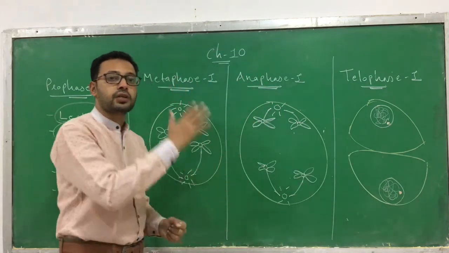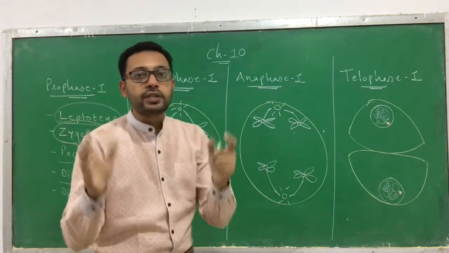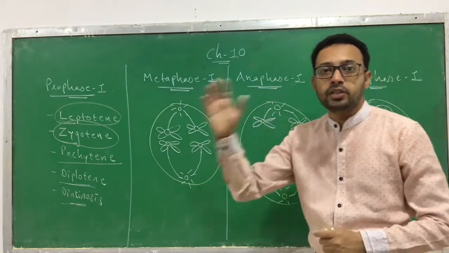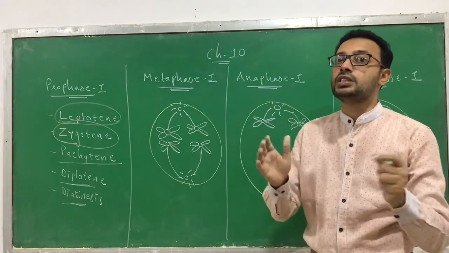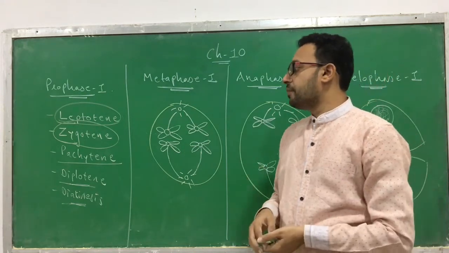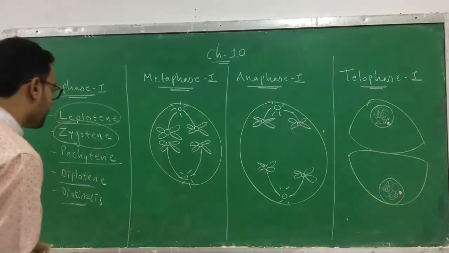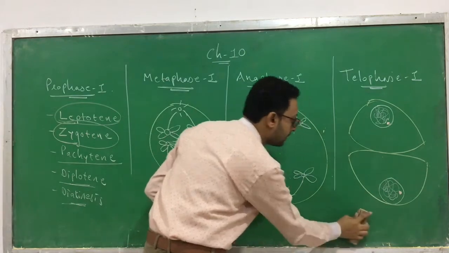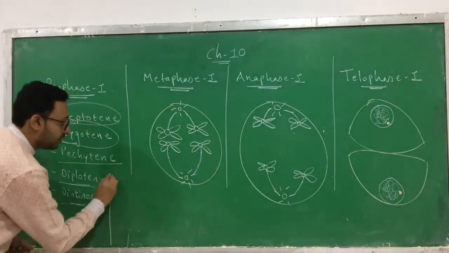Okay, so this is about meiosis 1. Now you know that meiosis occurs in two steps, meiosis 1 and meiosis 2. We are finished with one step, that is what we call meiosis 1. Now after completion of meiosis 1, what happens?